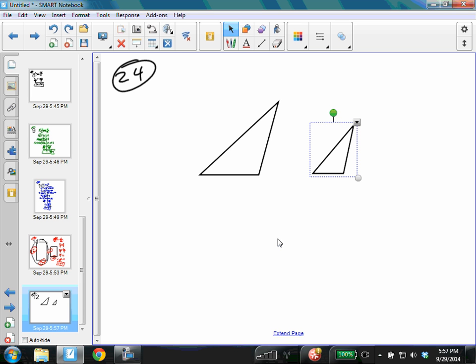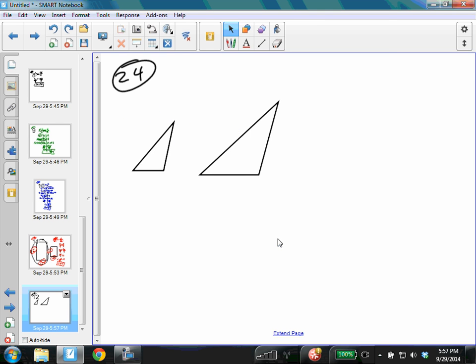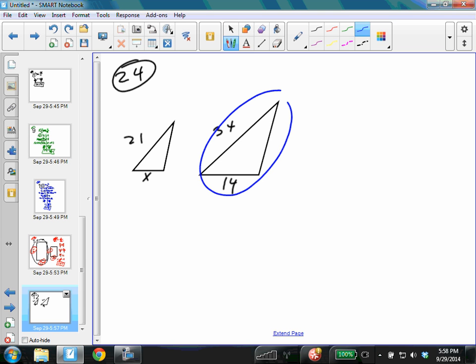Okay, and then this is what it says in the picture. And in the picture, the small one's on the left side, right? So this is 21 and x, and 34 and 14. Now, once again, I'm looking for a match. This big triangle right here is the one I want because I know both sides in it. That gives me a match, right? It gives me a pair that I can actually put together.